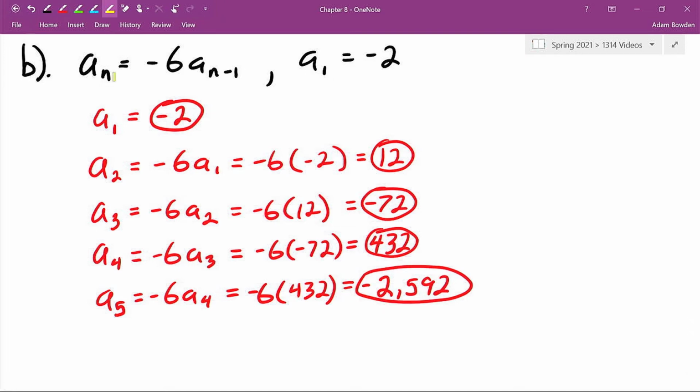So that's how this sequence is defined, where we take the value of the previous term. So for a_2, we have to multiply by a_1. For a_3, it would be -6 times a_2, and so forth.